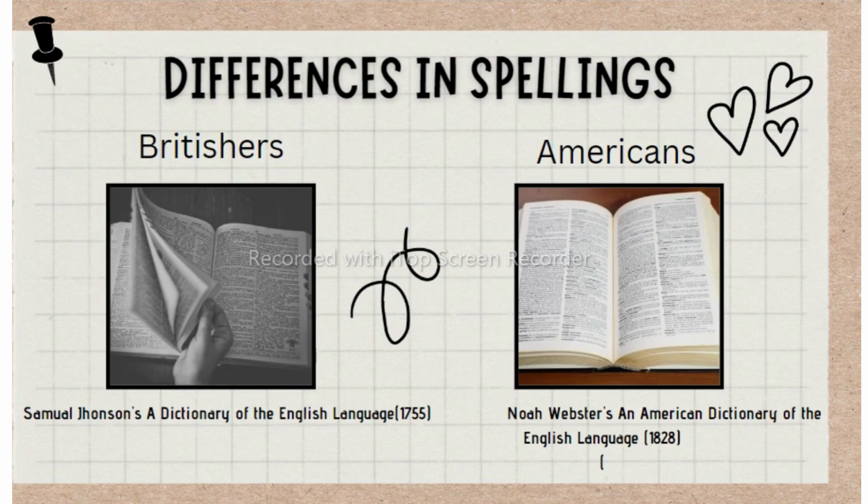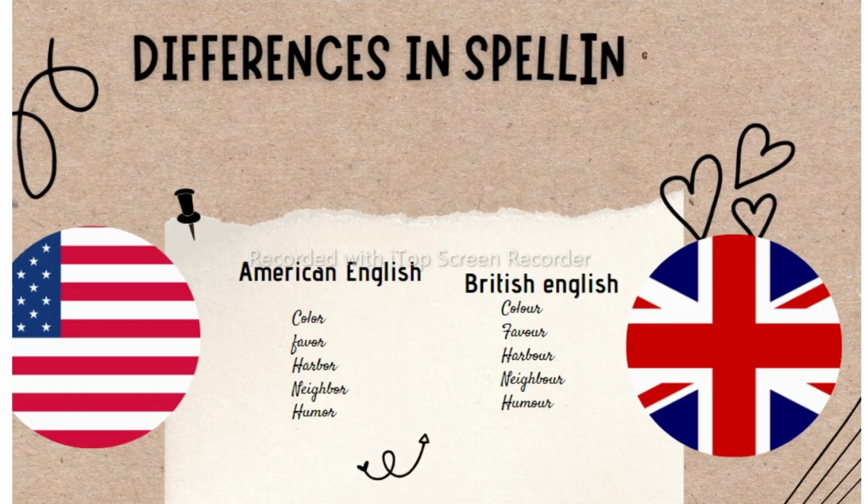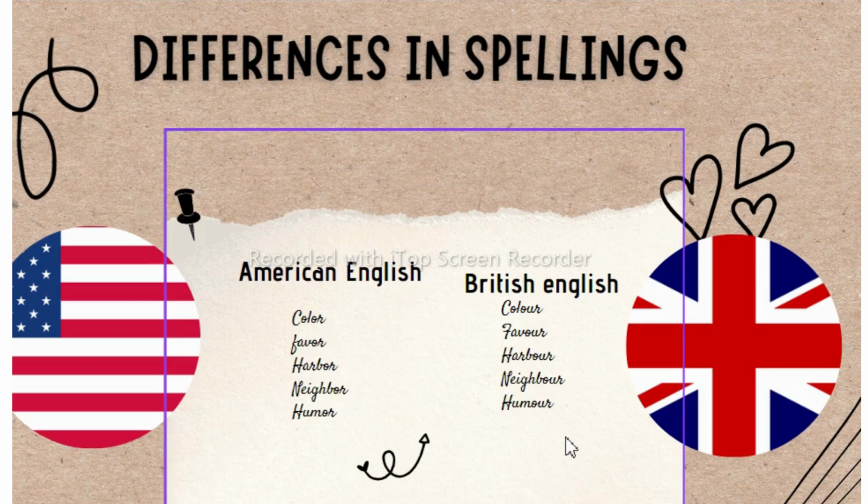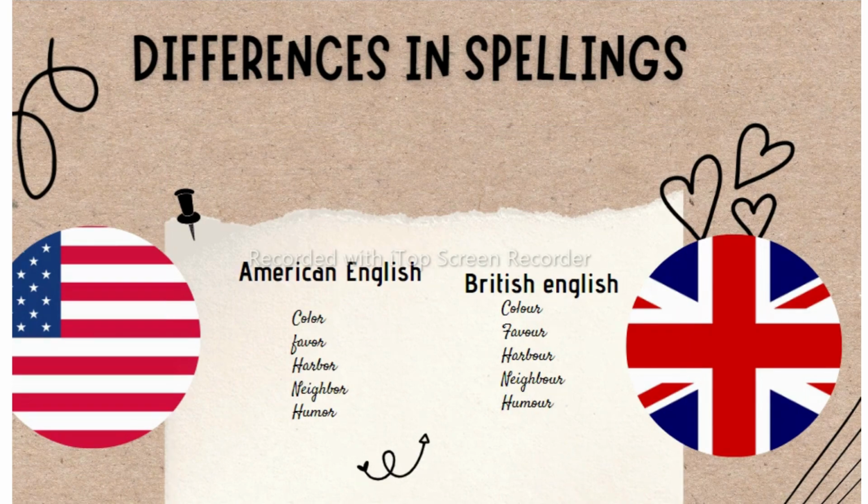Most words ending in an unstressed OUR in British English end with OR in American English. Let's see some examples. As you can see here in American English, COLOR, and here in British English the spelling of color is COLOUR. British English follows OUR while Americans follow OR at the end. You can see other examples: favor, FAVOUR; harbor, harbour; neighbor, neighbour; humor, humour. So clearly you can see the differences in these spellings.